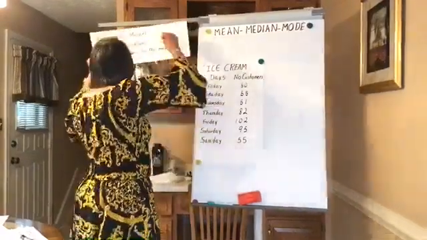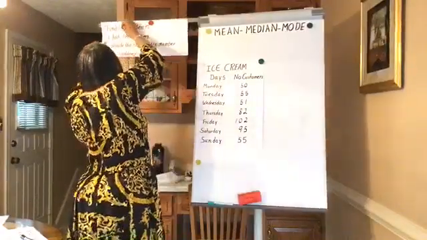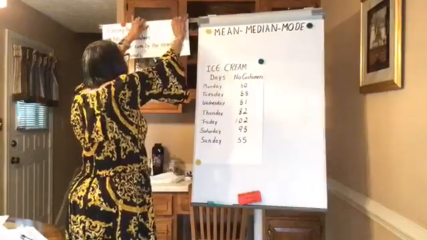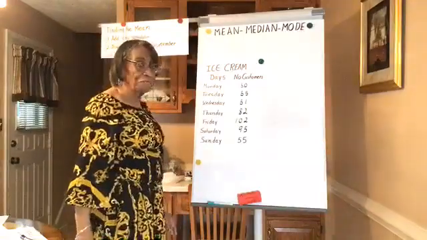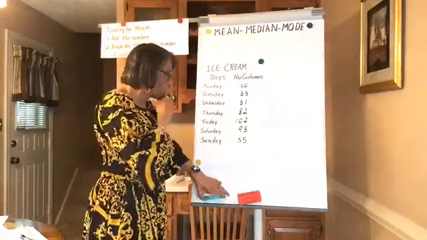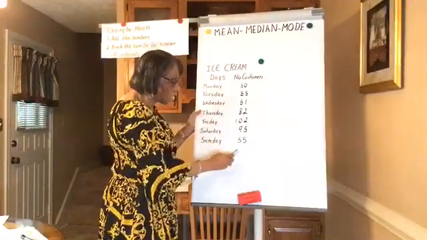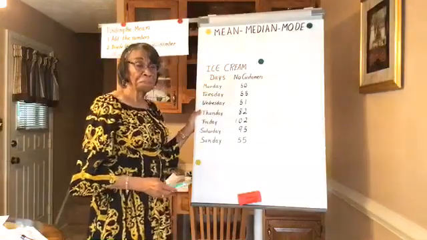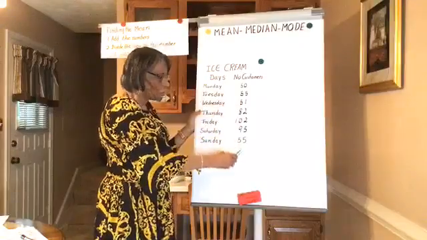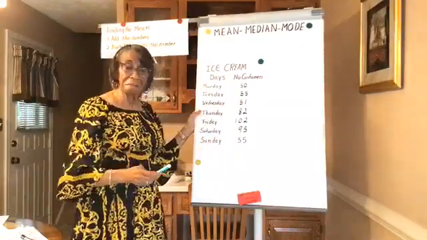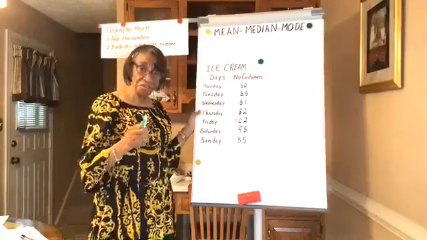And remember, we said the mean is found by adding the numbers and dividing by the number of add-ins. So what I'd like for you to do is to copy these numbers and find the sum. Find the sum of these numbers. So copy them on your paper and find the sum. And you may use your calculator.